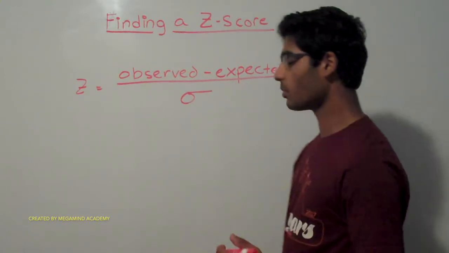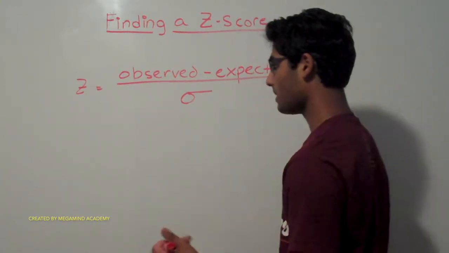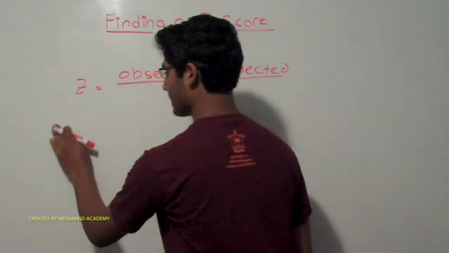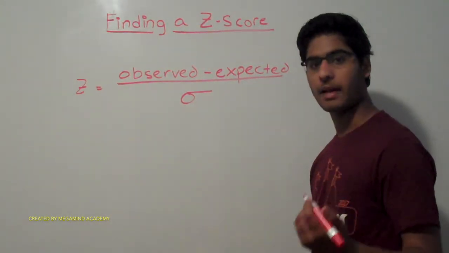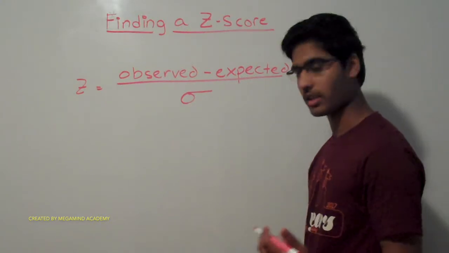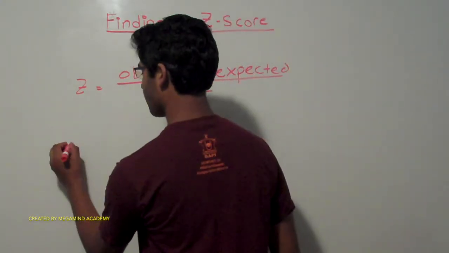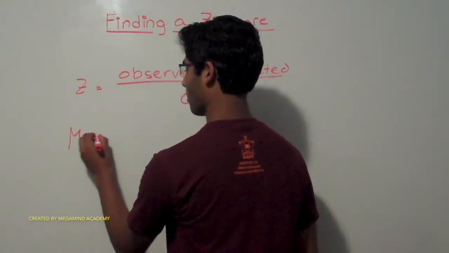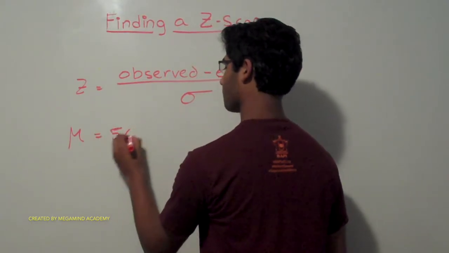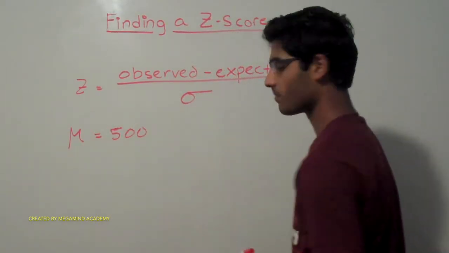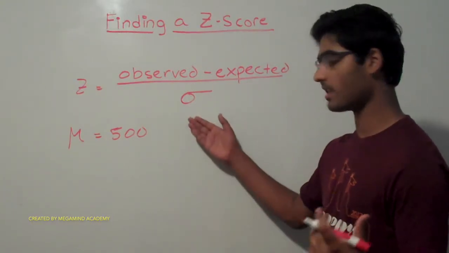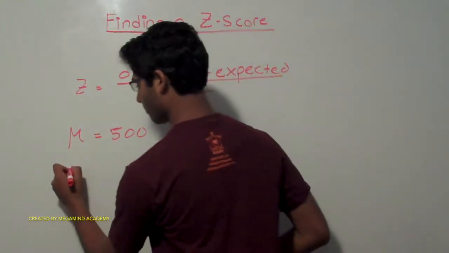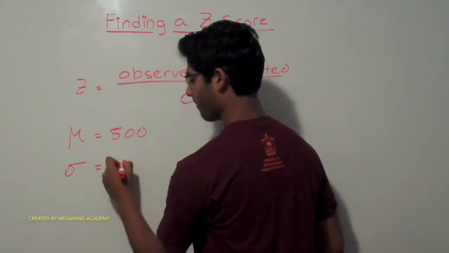So let's say we had a sample of people, and we were asking them for the amount of money that they had in a bank at that time. But let's say they were all high school kids. So the mean amount of money, let's say, was $500. And because they're high schoolers, their amounts of money are probably going to vary a lot. So let's say their standard deviation was about $50.